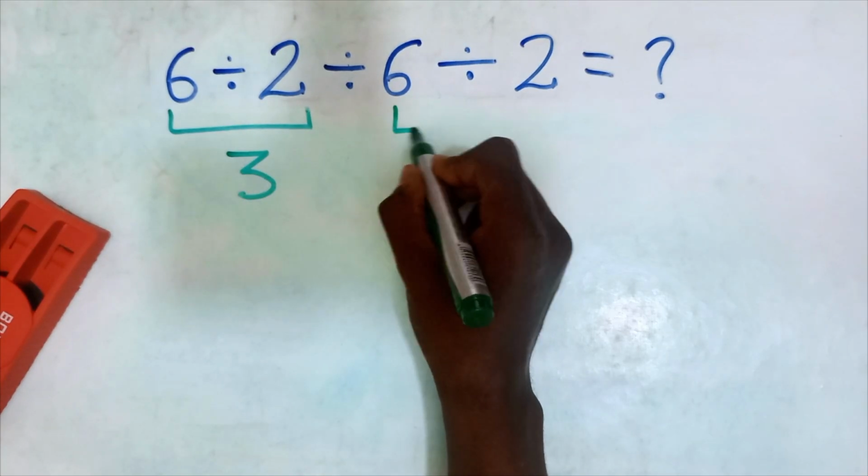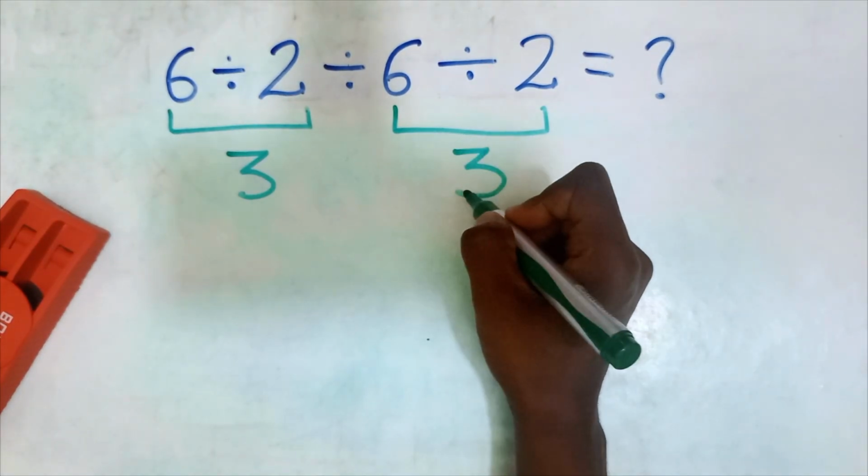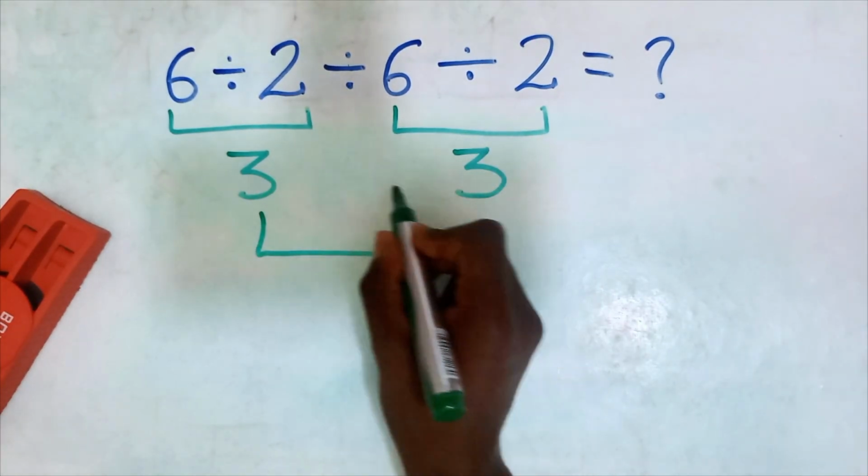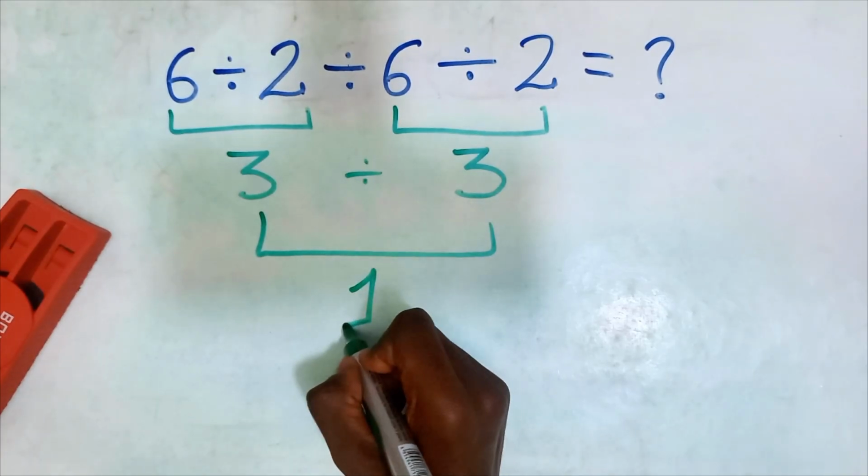6 divided by 2 gives us 3. And again here we have 6 divided by 2, so 3. 3 divided by 2 is just 1.